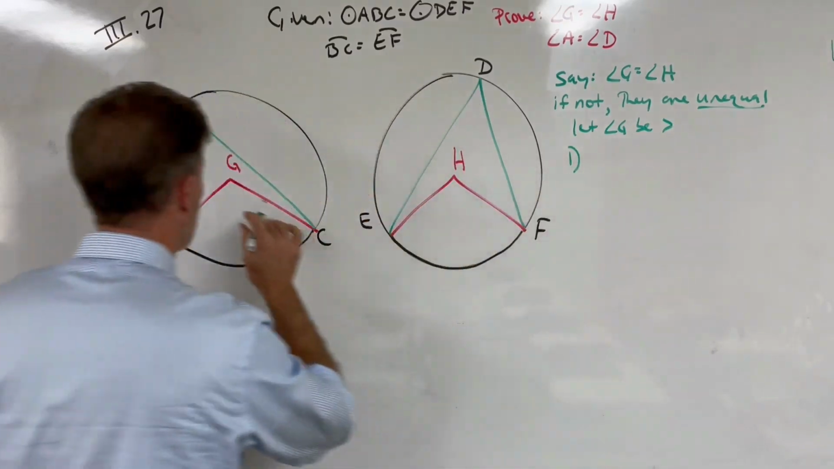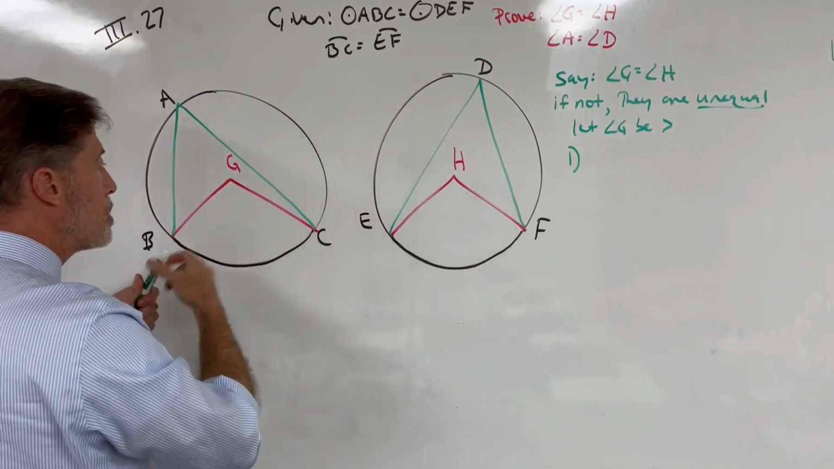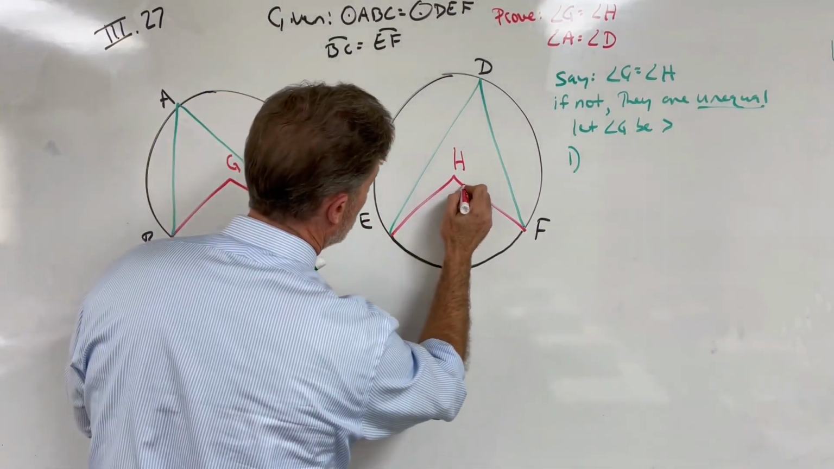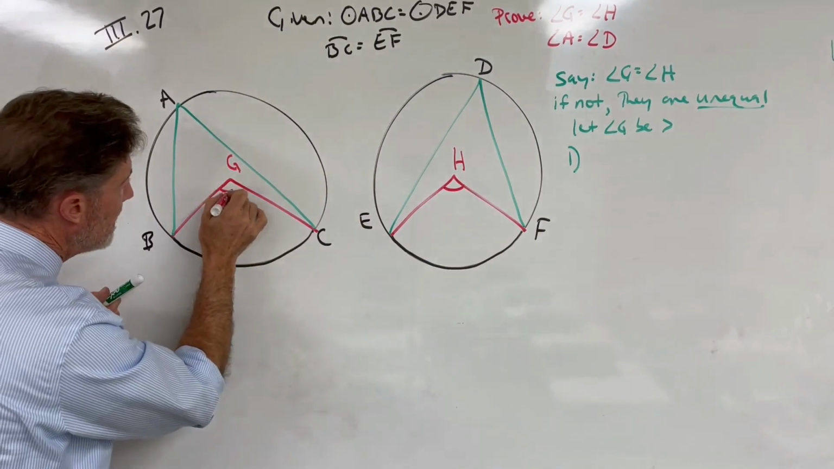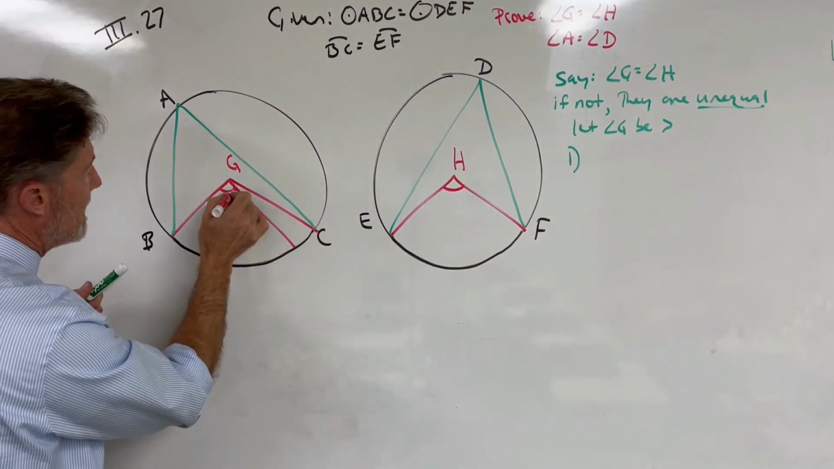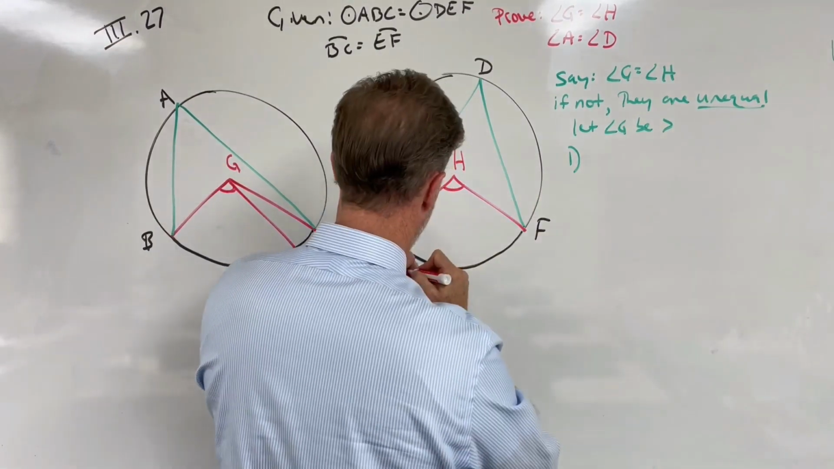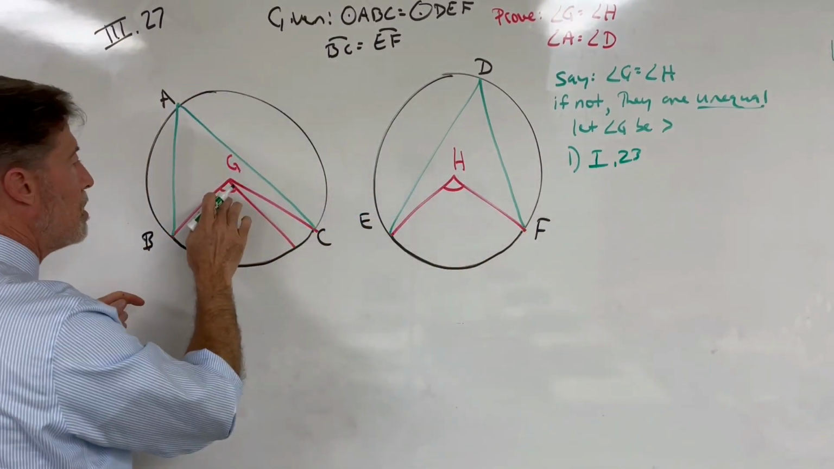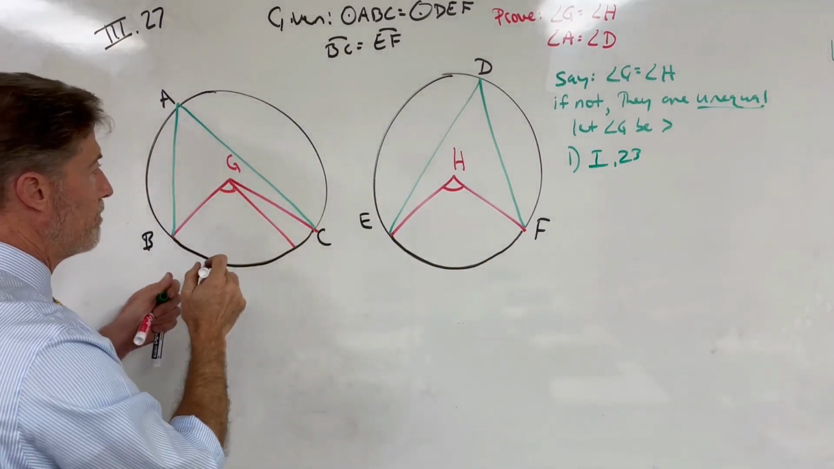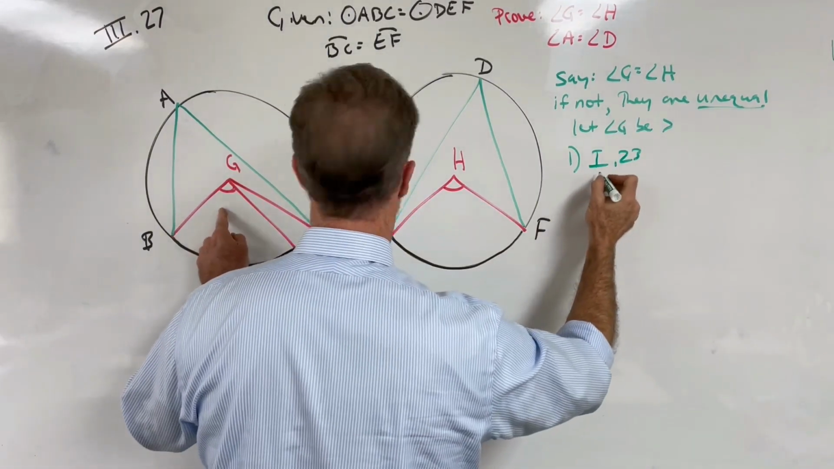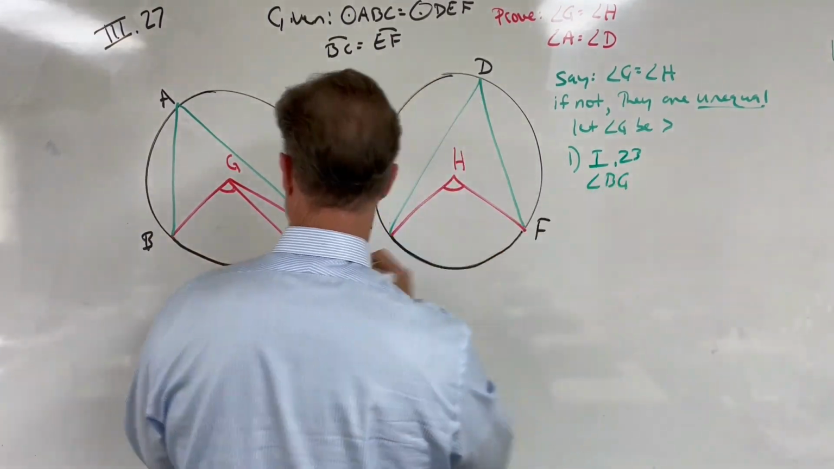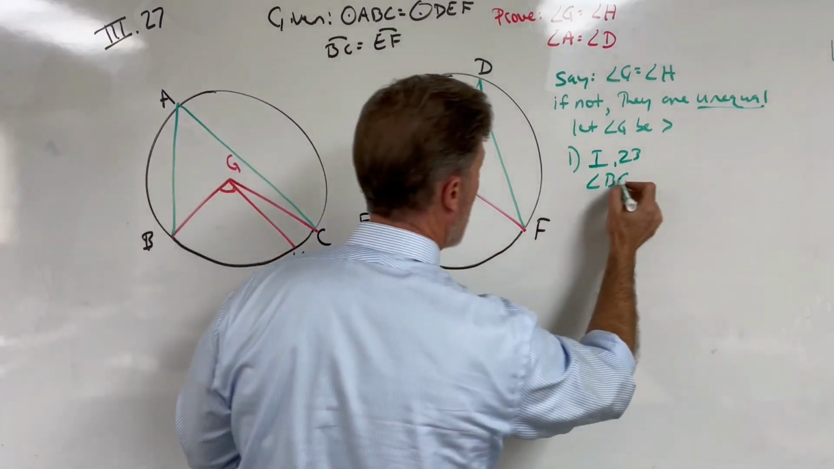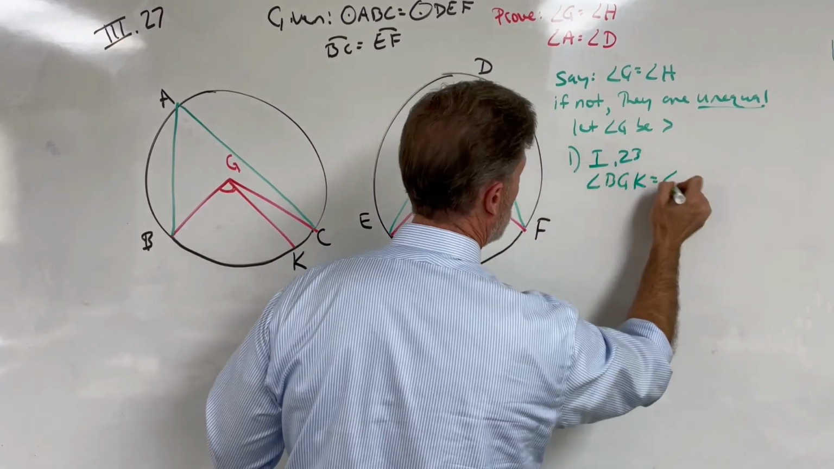Well, if G is greater, then we can construct a smaller angle that's equal to H. So whatever this angle is here, we can construct that here and make that equal. And we can do that because of Book 1, Prop 23, that allows us to make an angle equal to a given angle at a given point. So now we have angle BG, let's call this K. So we've made angle BGK equal to angle H.